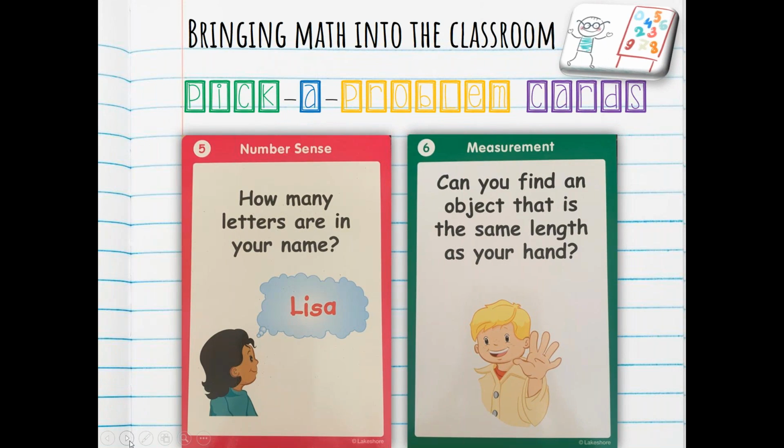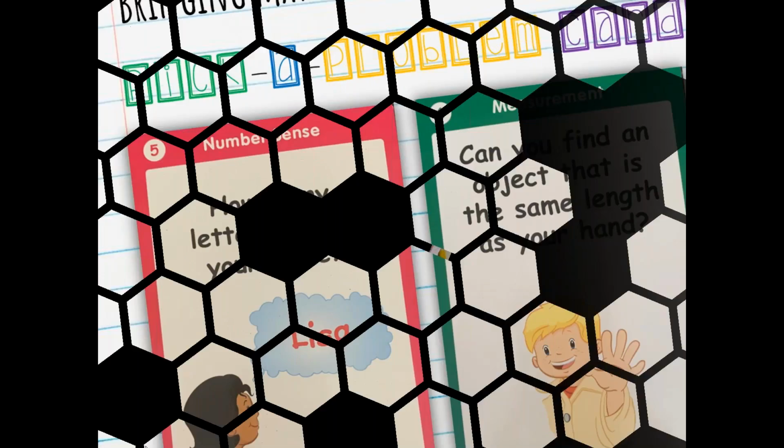For number sense, how many letters are in your name? For measurement, how can you find an object that is the same length as your hand? So there's a lot of activities that you can do with the materials you already have in your classroom. They're very simple and quick. And this last one with the measurement, we're actually going to have a video that incorporates this concept and develops the activity. So you don't even need the material because your hand is the material.